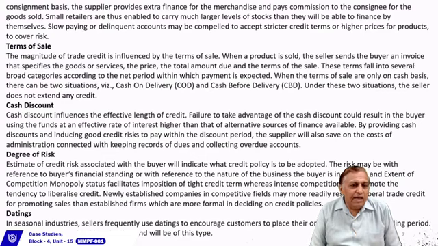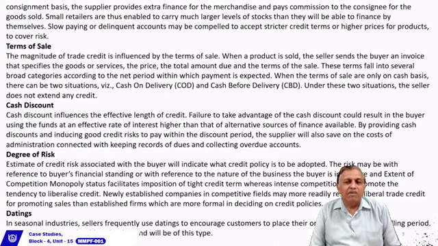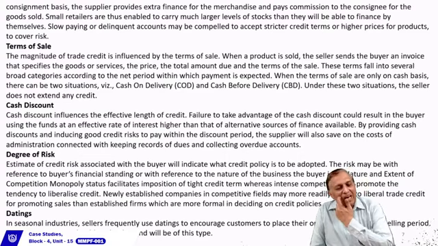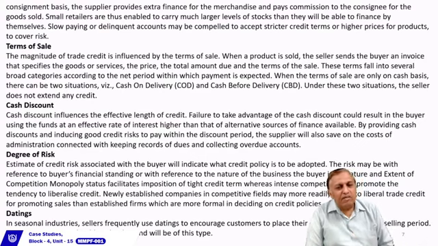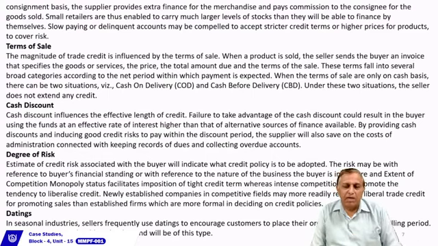By providing cash discount and inducing good credit risks to pay within the discount period, the supplier will also save the cost of the administration connected with keeping records of dues and collecting overdue amounts. Once you receive cash, definitely there are fewer records you are supposed to prepare and less persuasion you are supposed to make. The degree of risk. Estimate of credit risk associated with the buyer will indicate what credit policy is to be adopted. The risk may be with reference to the buyer's financial standing or with reference to the nature of the business the buyer is in.